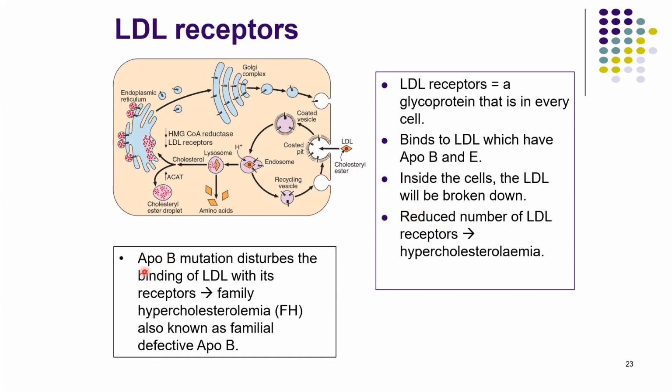The ApoB mutation disturbs the binding of LDL with its receptors, which can cause familial hypercholesterolemia, also known as familial defective ApoB. So ApoB is important to bind to the LDL receptors. When there is a mutation, it disturbs the binding, and can cause familial hypercholesterolemia.